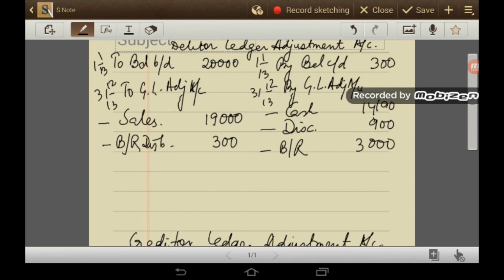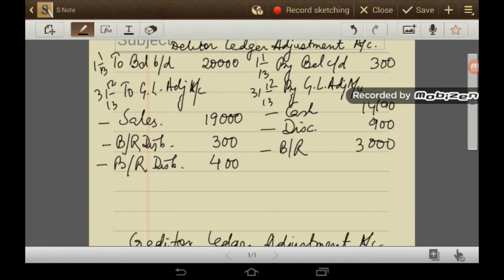Next item is bills receivable discounted 1,400. Now this item will not be reflected in debtor ledger. Thereafter bills receivable dishonored. So this will be reflected in debtor ledger adjustment and the journal entry will be debtor ledger adjustment account debit to general ledger adjustment. So this is for rupees 400.